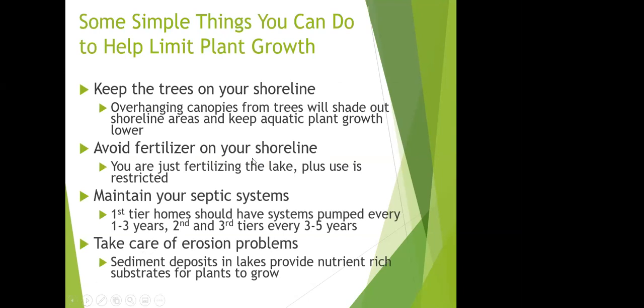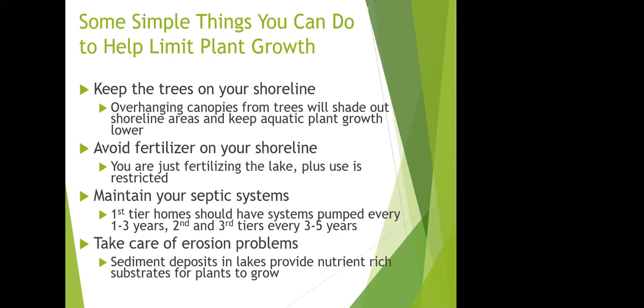So some of the things that you can do naturally to limit plant growth in the lake in front of a shorefront property: keep trees on your shoreline. Overhanging canopies from trees will act as a shade or an umbrella, so that if there's less light on the shoreline edge, there'll be less plant density.